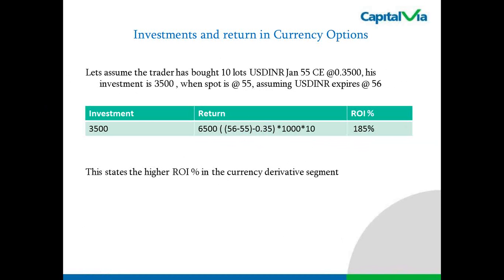Now investment and return in currency options. So let's say the USD INR 55 Jan call is currently quoting at 35 paisa, 0.3500. He bought 10 lots again, his investment is 3500.